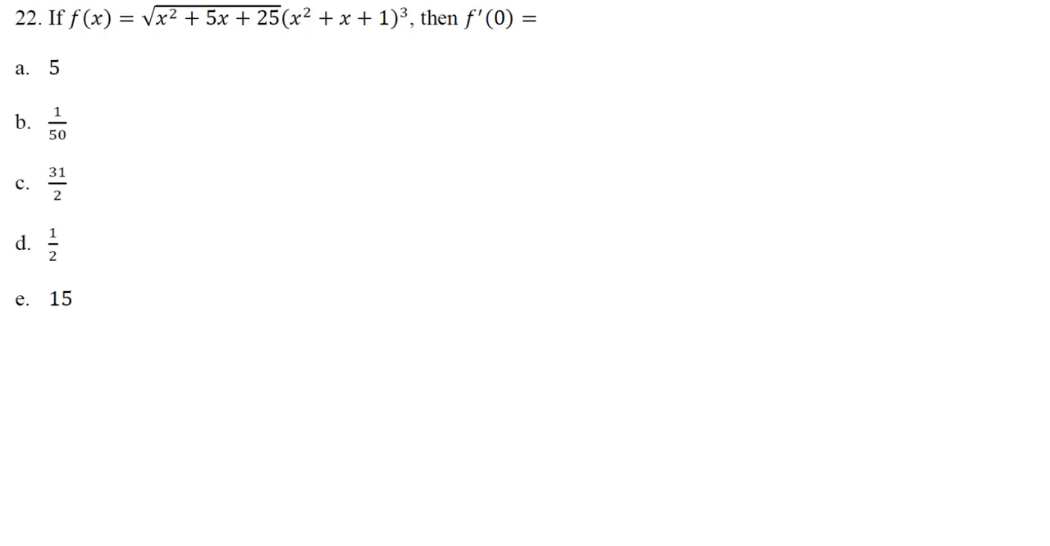All right, our next one here, we're looking for f prime of 0 when f of x is the square root of x squared plus 5x plus 25 times x squared plus x plus 1 cubed, which means we just need to take the derivative of this. We'll take the derivative of it using the product rule. So it'll be, first of all, the first function, root of x squared plus 5x plus 25, times the derivative of x squared plus x plus 1 cubed.